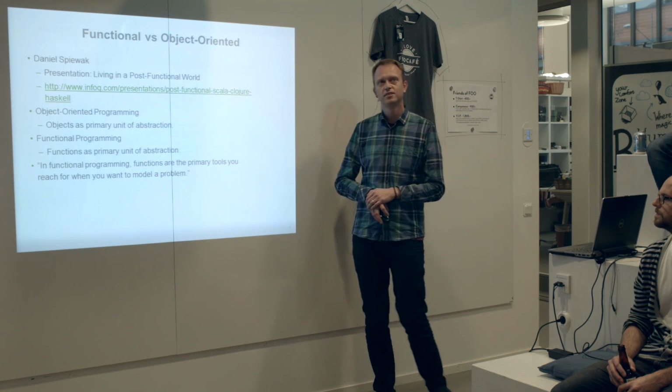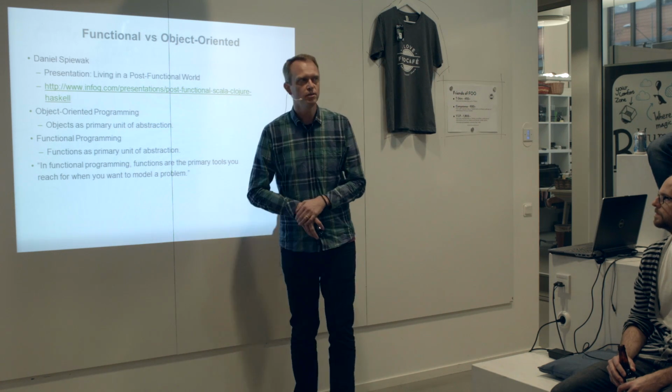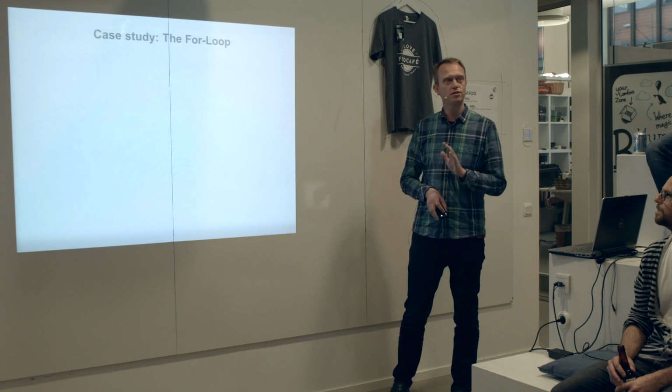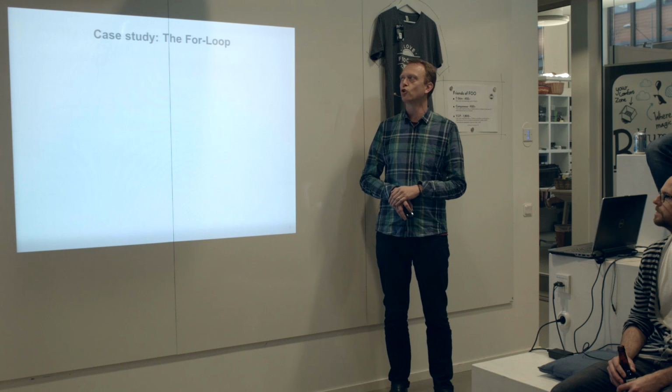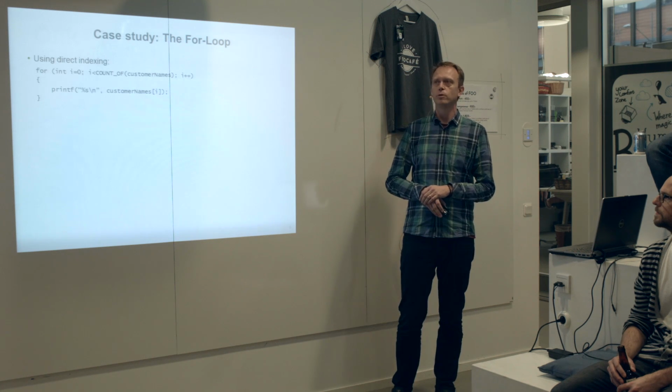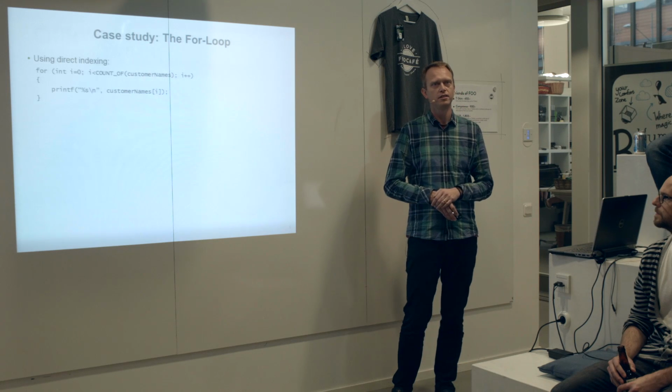All right. So what does that imply then? Well, let's have a small case study here, a very simple one. This is about the for loop. I'll show you all our written for loops at some point. So this is the first version where I'm using what I call direct indexing here. This is written in C.